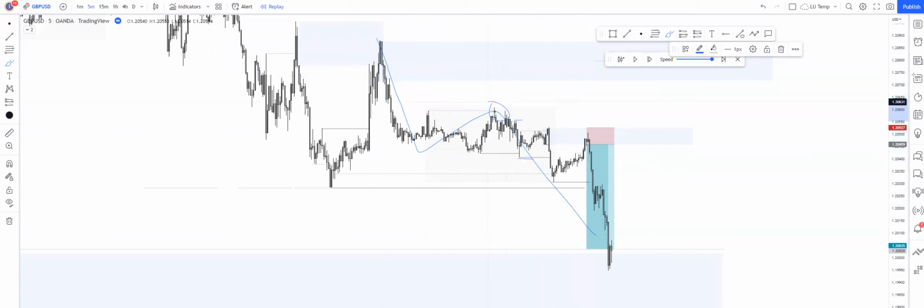Broke structure, we trace BOS again. So we have the minor structure, or the internal structure. So we broke internal, made a retracement, then broke the major, the external. So we can expect a T1.